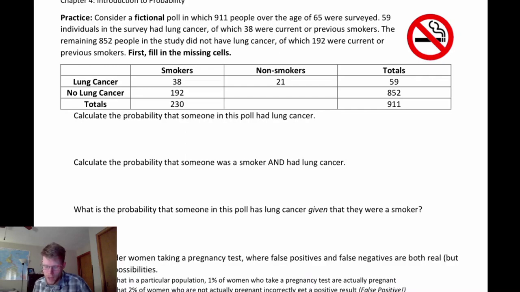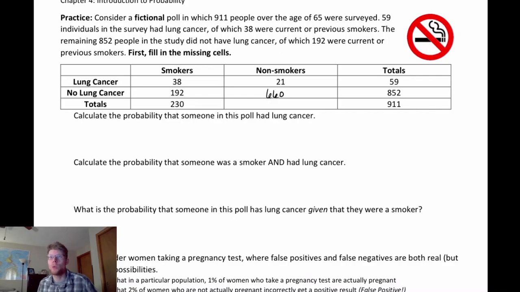We know that 38 out of 59 were smokers that had lung cancer. And we also know that 192 out of 852 were smokers that didn't have lung cancer. So then this cell right here is going to be 852 minus 192. So that's going to be 660, which fits here because this number has to add up with 192 to get to 852.